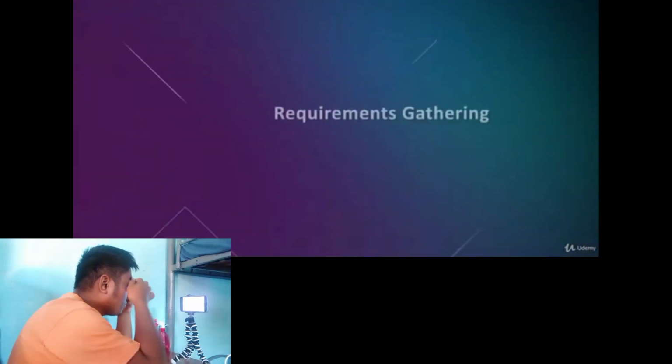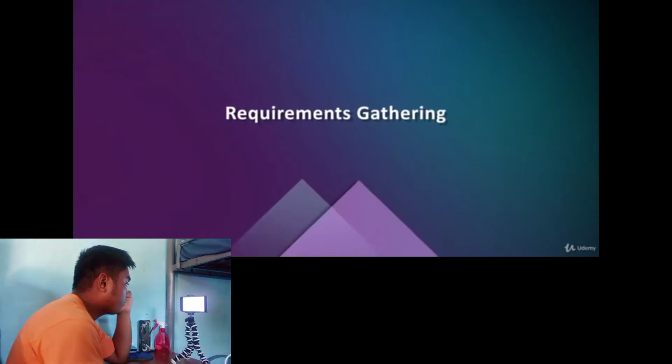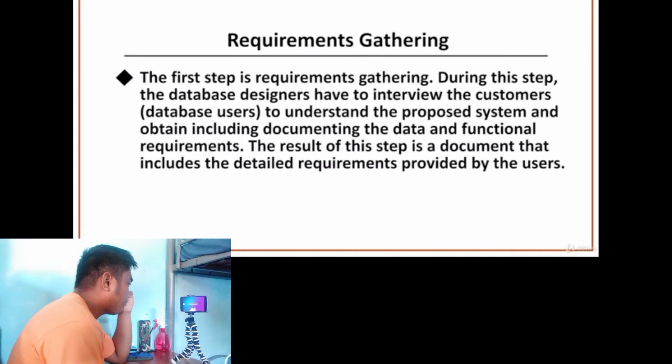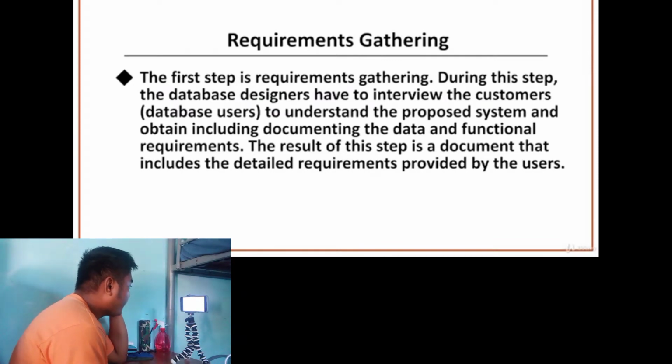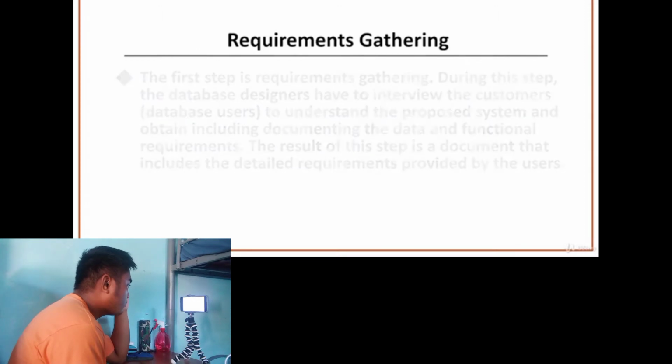The first step is requirements gathering. During this step, the database designers have to interview the customers or database users to understand the proposed system and obtain information, including documenting the data and functional requirements. The result of this step is a document that includes the detailed requirements provided by the users.